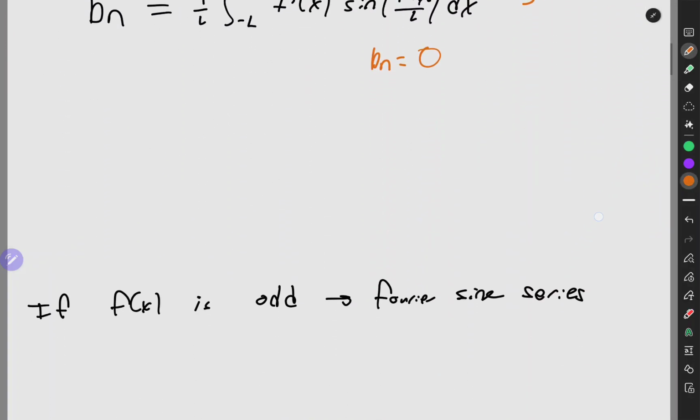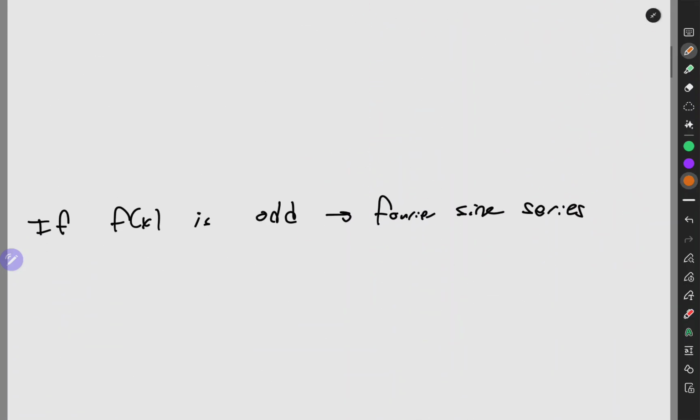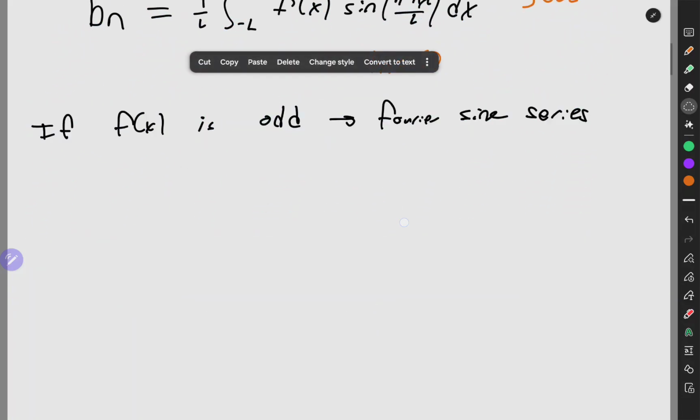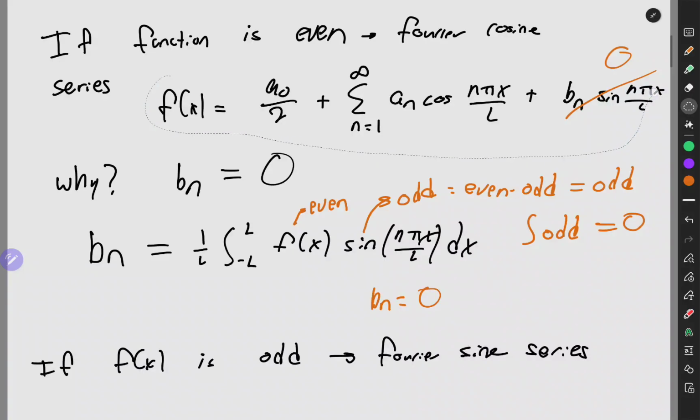Now just real quick, let's do the odd one quick. So if the function is odd, we have a Fourier sine series. Let me just copy this.